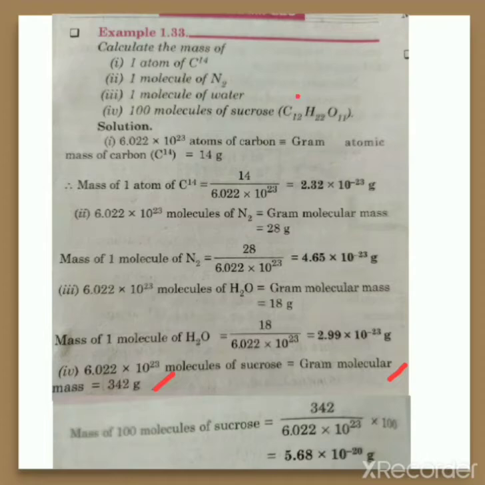When we take this formula, C12H22O11, and find the molecular mass as we have done in the previous video, that is the atomic mass of carbon into 12 plus atomic mass of hydrogen into 22 plus atomic mass of oxygen into 11. When you solve this, you will get 342 gram. So what is the gram molecular mass for sucrose? That is 342 gram.